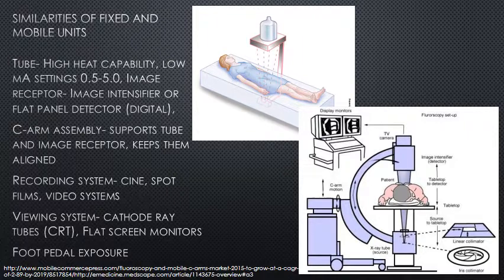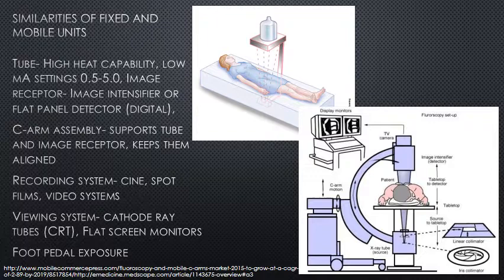So there's similarities between the two. They both have a C-arm configuration with the image receptor and then the tube opposite that's connected with a carriage or arm. The tubes themselves are similar to X-ray tubes, but the main difference is that the MA settings are a lot lower. They're usually 0.5 to 5 MA, and you have to remember that we're using much longer times in fluoroscopy as we're exposing through a whole dynamic imaging series.